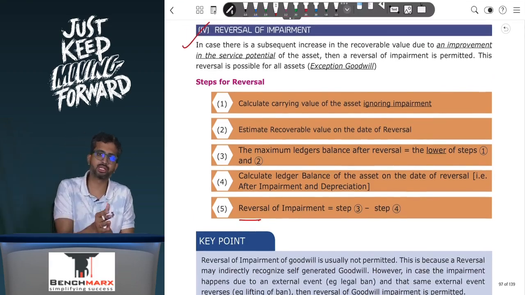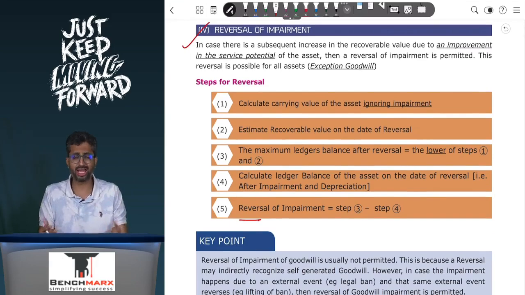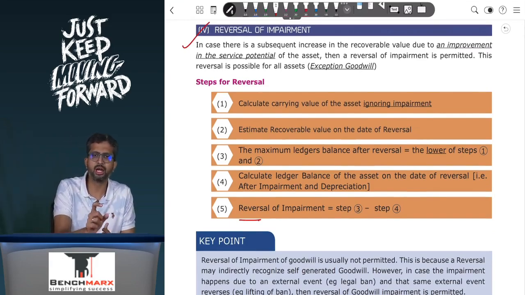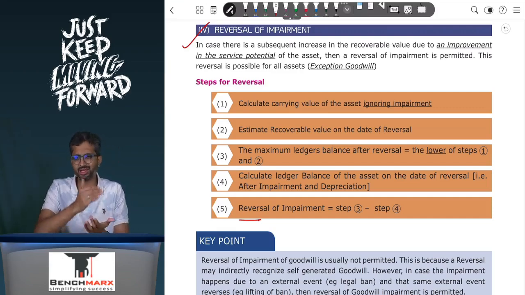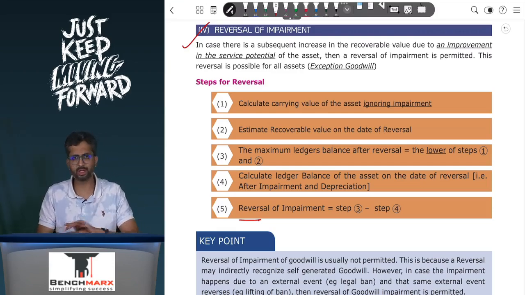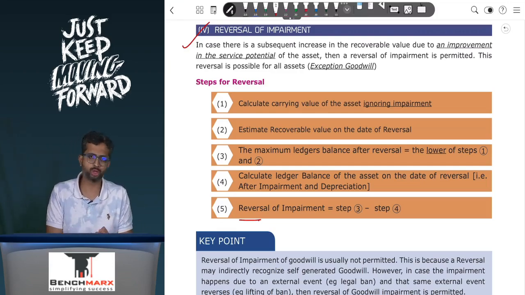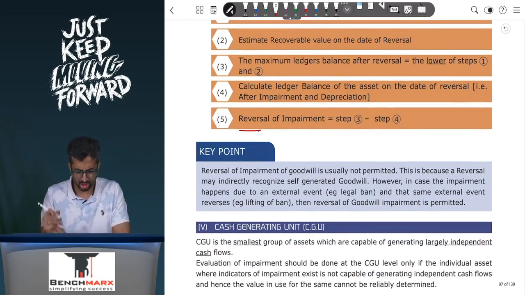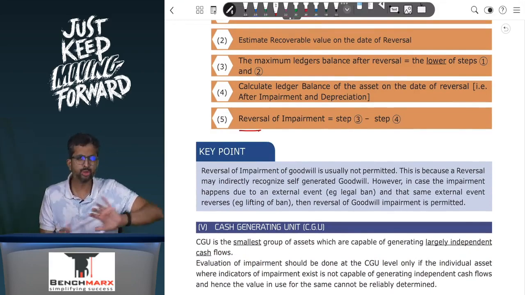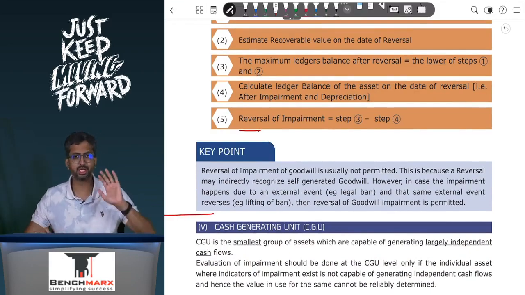Remember, you can reverse impairment on all assets. However, for goodwill, reversal can happen only if the impairment was due to a certain external factor like a legal ban, and that same external factor is lifted. Only then can a reversal of impairment happen. Otherwise, you cannot reverse impairment on goodwill. Why? Because it might create self-generated goodwill, and self-generated goodwill as per AS 26 cannot be recorded. Now this is the first part of your standard AS 28.